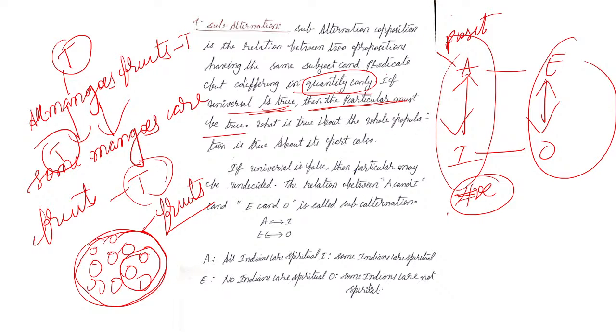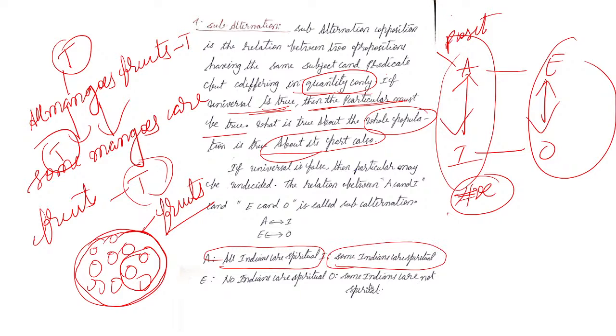What is true about the whole population is true about the part also. If all Indians are spiritual, I am saying, then some Indians are spiritual. Is it true or false? Yes, it is true. We are saying all Indians are spiritual, then we take only some group of Indians and say they are also spiritual. It is also true, right? That's why if universal is false, then the particular may be undecided.